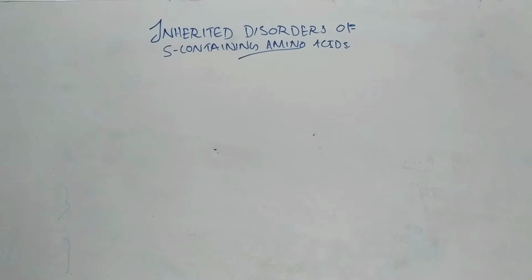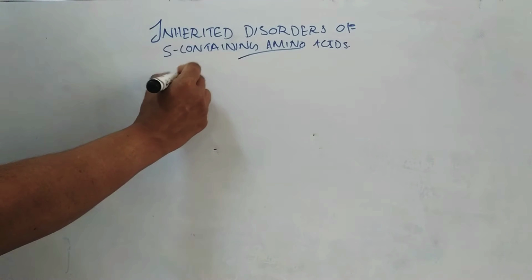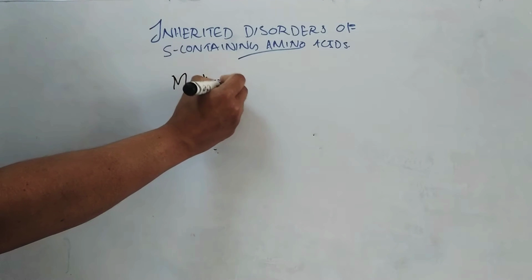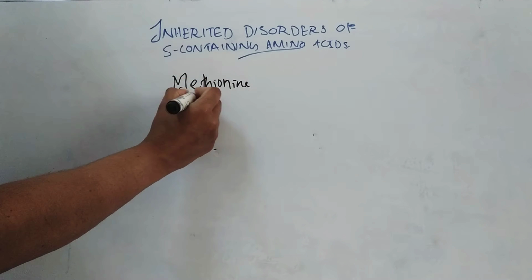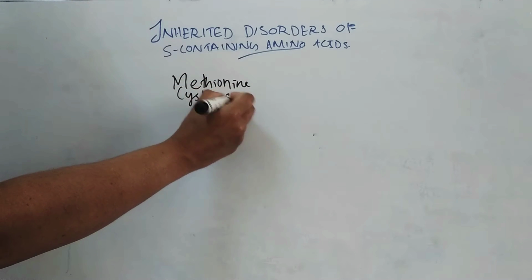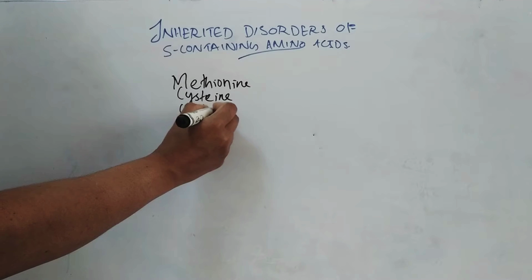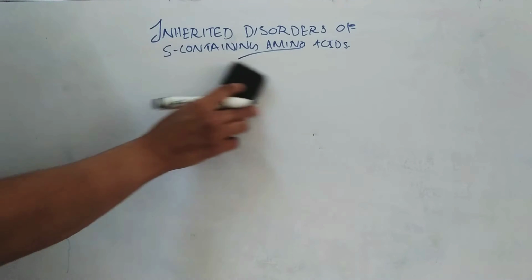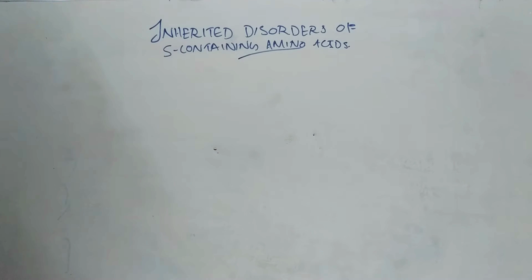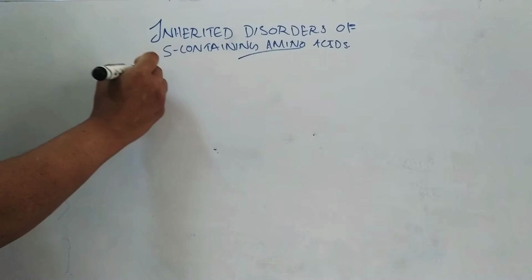Hello everyone. Today we will discuss the inherited disorders of sulfur containing amino acids. Sulfur containing amino acids are methionine, cysteine and cystine. Coming to the inherited disorders of these amino acids, the first disorder is cystinuria.